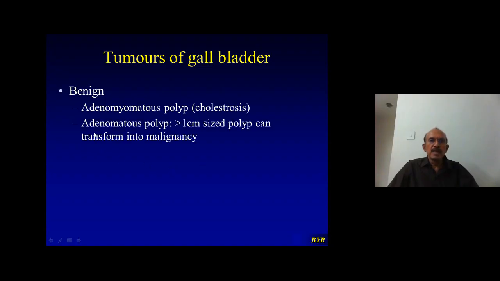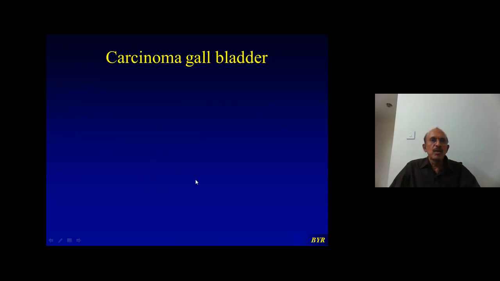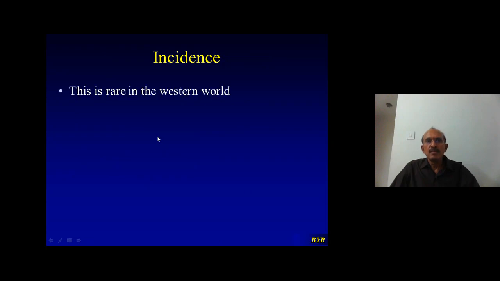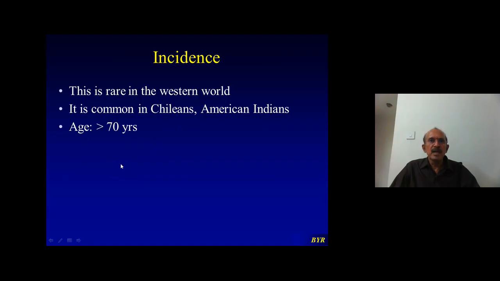Then the other benign tumor is adenomatous polyp. It is less than 1 centimeter in size and it can transform into malignancy. Then the malignant tumor of the gallbladder, that is adenocarcinoma. The carcinoma of the gallbladder is rare in the Western world. It's common in Chileans, American Indians, and some parts of North India.